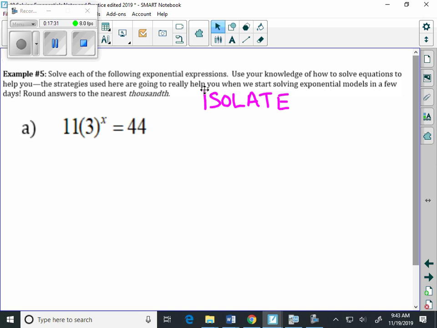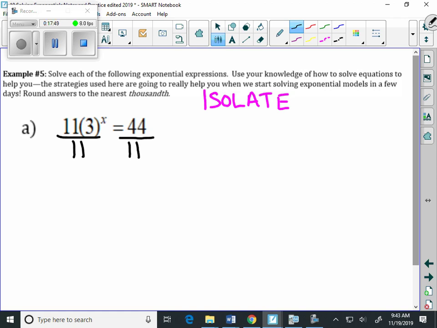We can't get that x out of the exponent position until we do one little step. And our one little step is that we're going to start by getting it by itself, isolating it as much as possible. So this is 11 times 3 to the x. Let's get rid of that 11 by dividing both sides. And that's going to turn our problem into 3 to the x equals 4.